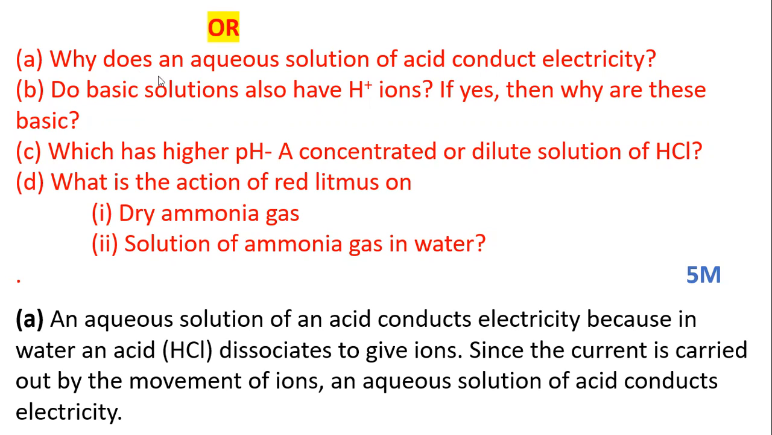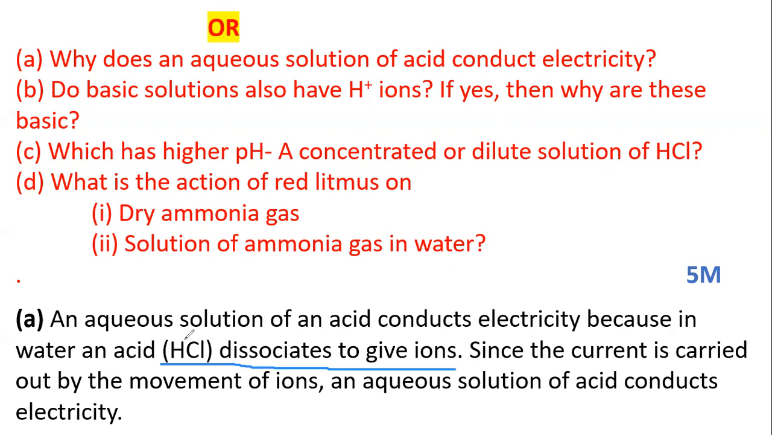A. Why does an aqueous solution of acid conduct electricity? This question may be asked in different ways, like why the molten state cannot conduct electricity and why only the aqueous solution conducts electricity. Just have a look at the answer clearly. You know that acid or base, whatever we take, furnishes H+ ions and OH- ions when they dissolve in water, when they are in the aqueous state. Because only in the aqueous state do they have the capacity to dissociate to give the ions.